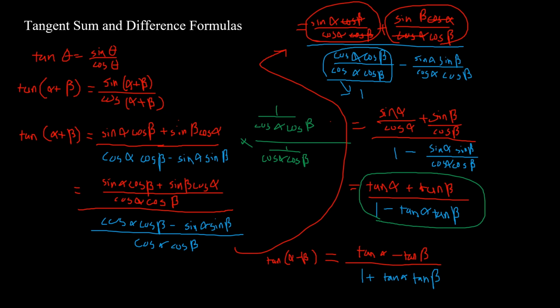So one important thing to note is that cosine alpha cosine beta sometimes might be equal to 0. I'm going to write a note here. Note: cosine alpha cosine beta might be equal to 0 sometimes. So just be careful when using this formula. But anyways, that's pretty much all there is for the tangent sum and difference formulas.